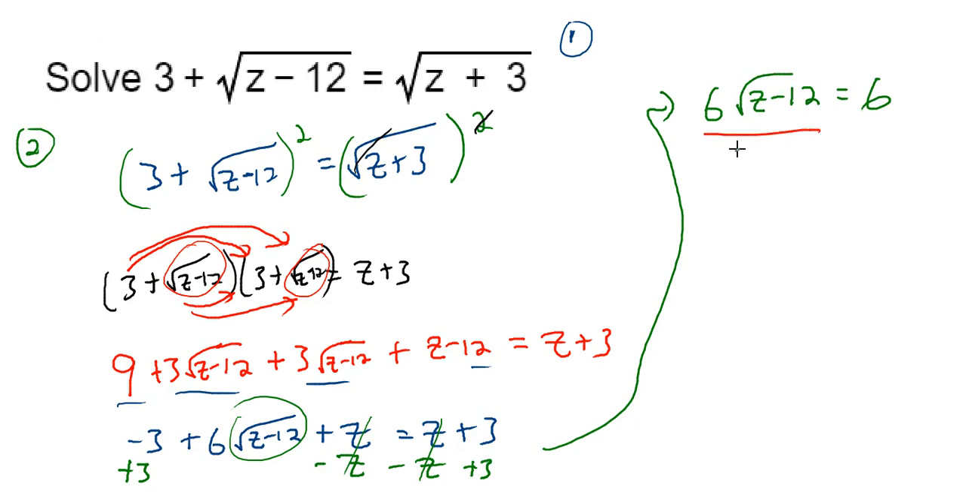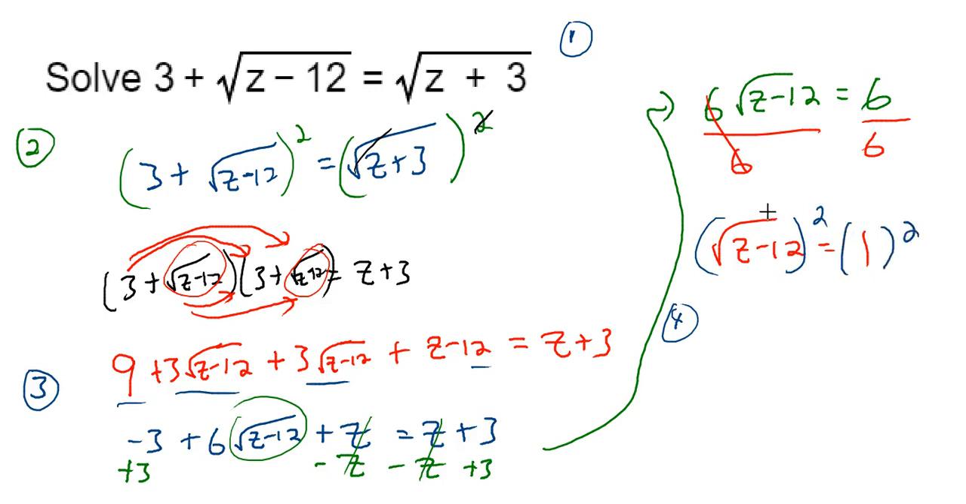Then we'll divide by 6 on both sides to get the square root by itself. So we get the square root of z minus 12 equals 1. And then we square both sides again. Now, I've kind of stopped numbering things here, so let me go back. Isolate the remaining square root. That's step 3. That's what we just did here. Step 4, square both sides again. So we're going to square both sides again.